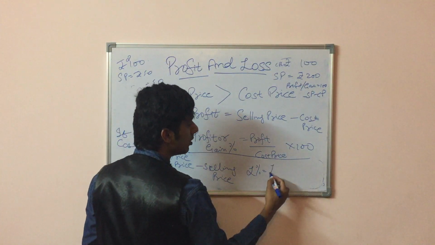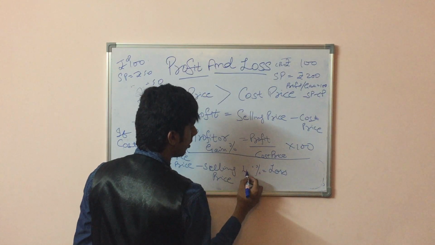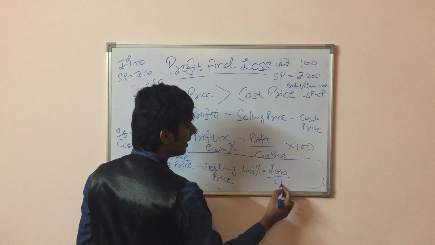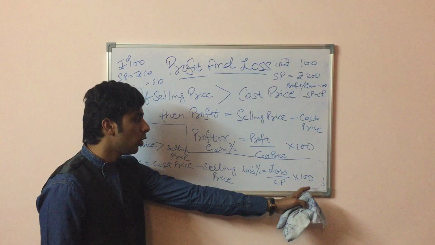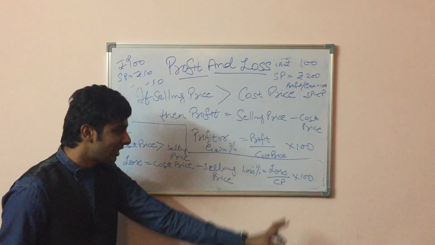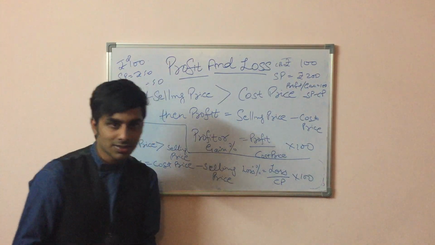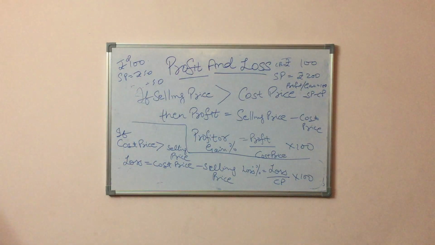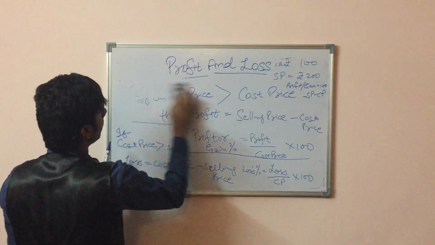And how will we take out the loss percent? Loss percent will be equals to loss divided by CP into 100. Why are we multiplying it by 100? Because I want to take out the value into percentage. That is why we are converting it, multiplying it by 100, right? So you can note it down first. So moving on to the further now.